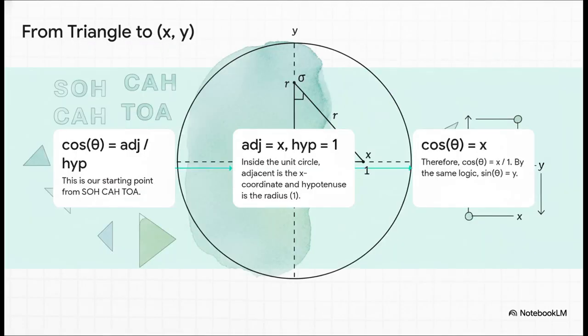All right, let's connect the dots here. We know from SOHCAHTOA that cosine is adjacent over hypotenuse, right? Well, look at our new setup. The adjacent side of that triangle, that's just the length along the x-axis, which is just the x-coordinate of our point, and the hypotenuse, that's the radius of the circle, which we already know is always 1. So cosine is just x divided by 1. Or, even simpler, cosine is just x. And using the same exact thinking, sine, which is opposite over hypotenuse, becomes y over 1. So sine is just y.